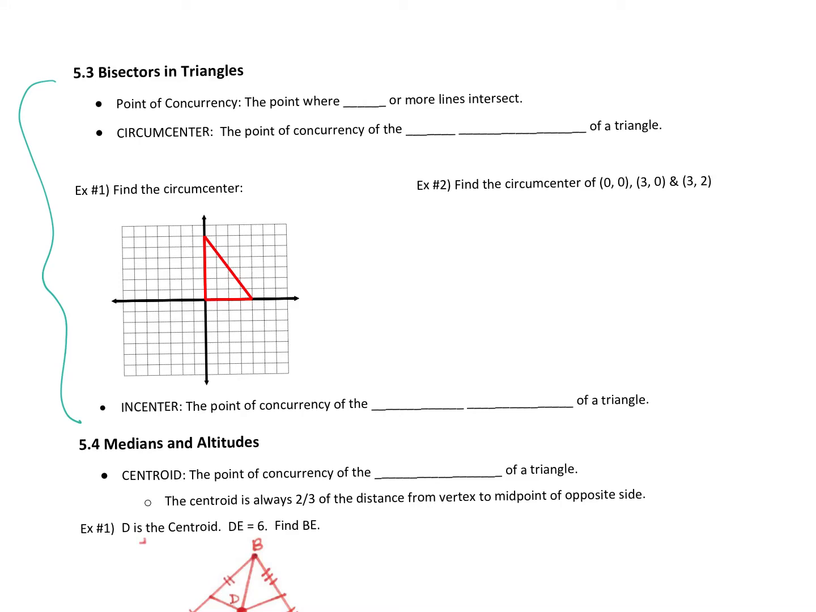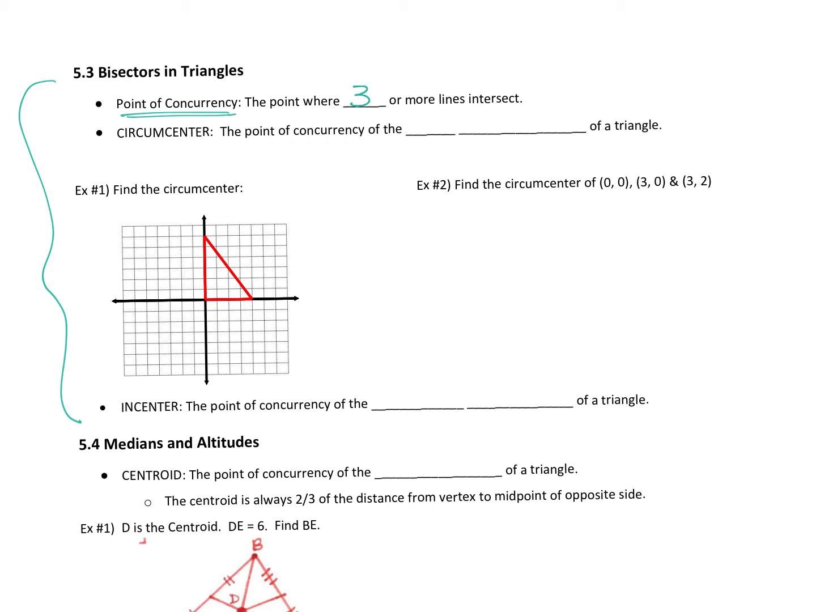When talking about points of concurrency, here's what you need to know. It is the point where three or more lines intersect. So when they all meet up in one point, that is your point of concurrency. They are concurrent, we would say.